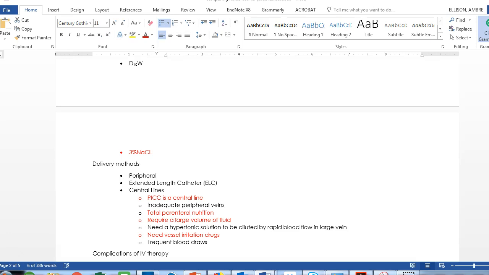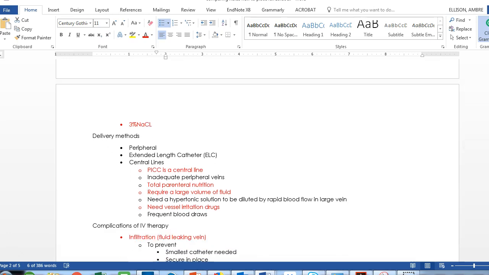It requires a consent. Through the PICC, we can have total parenteral nutrition, a large volume of fluid, and anything that is vessel irritating. Those are things that would be required, like that's why you would want to PICC, because they don't have anywhere to stick. They're getting TPN, they're getting a large volume of fluid, they're getting vessel irritating drugs, or they're going to be on long-term antibiotic therapy.